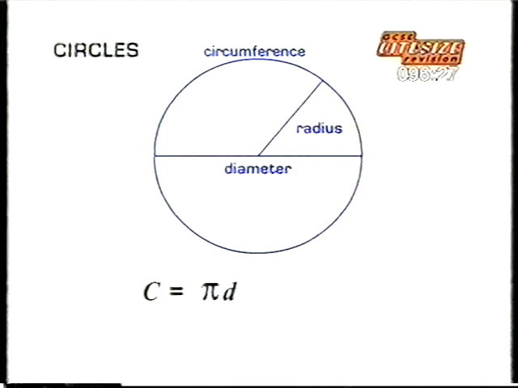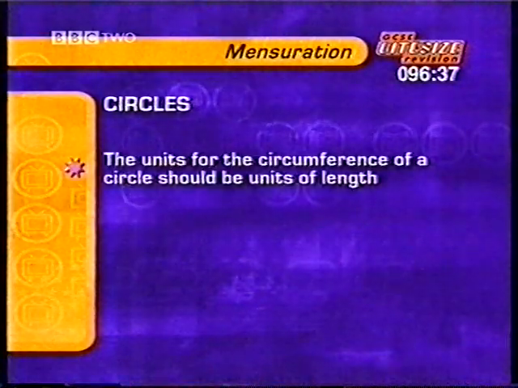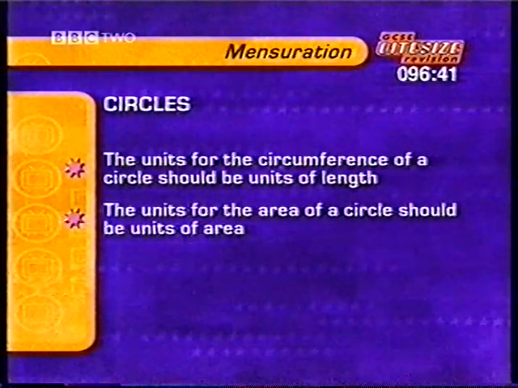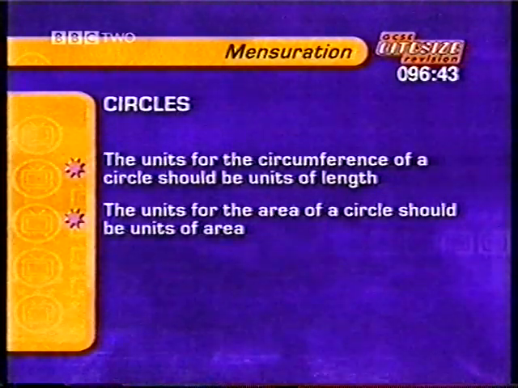So, altogether, we've got the circumference of a circle C equals pi d, or 2 pi r, and the area of a circle A equals pi r squared. Remember that the units for the circumference of a circle should be units of length, and the units for the area of a circle should be units of area.